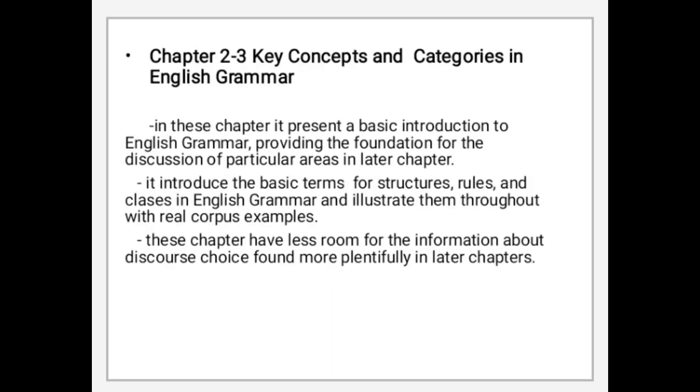Chapter 2 to 3, the key concepts and categories in English grammar. This chapter presents a basic introduction to English grammar. It provides the foundation for the discussion of the particular areas in the later chapters. This chapter also introduces the basic terms for structures, rules, and classes in English grammar, and illustrates them throughout with real corpus examples. This chapter has less room for information about discourse choice, found more plentifully in the later chapters.